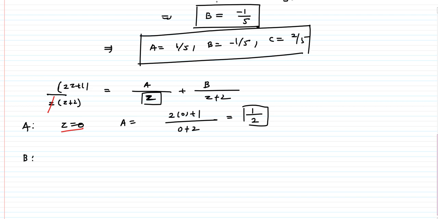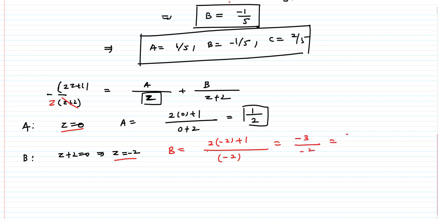So for finding the value of b, we need to put z plus 2 equal to 0. From here the value of z is equal to negative 2. Now we cancel this term and put z equal to negative 2 in the rest of the terms. The value of b will be 2 times negative 2 plus 1 upon negative 2, that is negative 3 upon negative 2, that is 3 by 2. So the value of a is 1 by 2 and the value of b is 3 by 2.